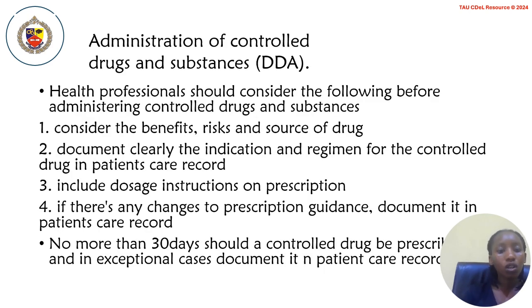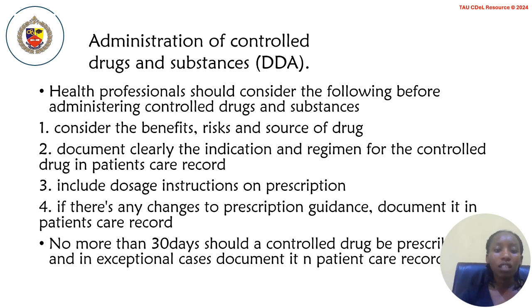There are some drugs we call controlled drugs. And how do you administer these controlled drugs? The health professional needs to consider certain factors before administering controlled drugs and substances. And what are the factors to consider? You have to consider the benefit, risk, and source of this drug.